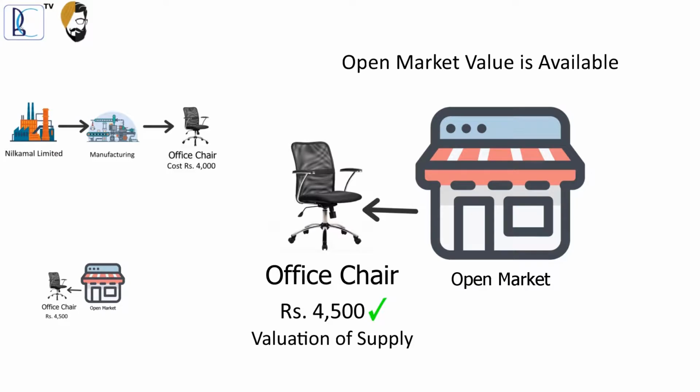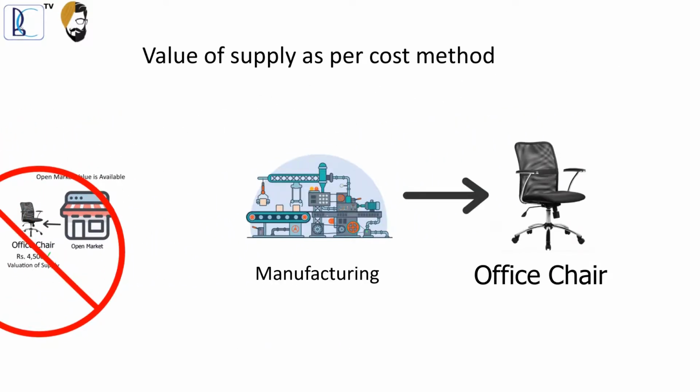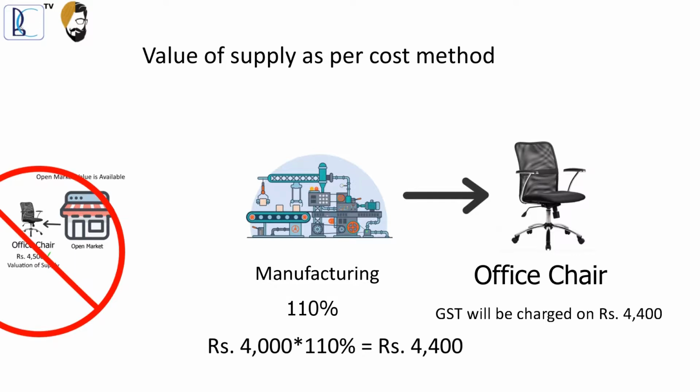However, in case the open market value is not available, the value of supply as per the cost method will be followed, which says it has to be 110% of the cost of manufacturing, 4,000 rupees. 110% equals 4,400 rupees. Thus GST will be charged on 4,400 rupees in this case.